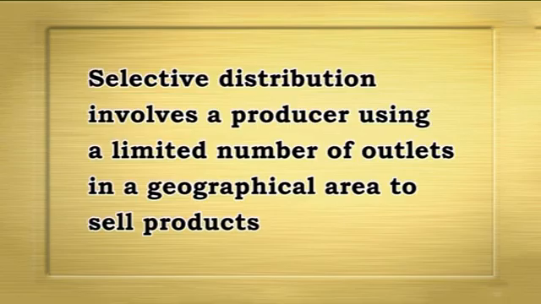Selective distribution involves a producer using a limited number of outlets in a geographical area to sell products. An advantage of this approach is that the producer can choose the most appropriate or best performing outlets and focus effort, for example training, on them. Selective distribution works best when consumers are prepared to shop around. In other words, they have a preference for a particular brand or price and will search out the outlets that supply it.